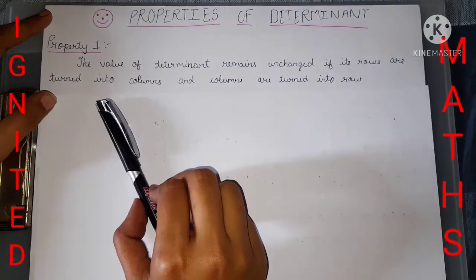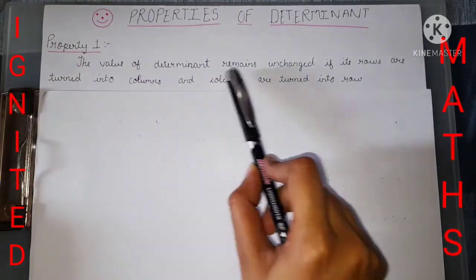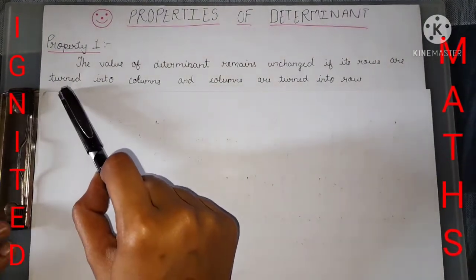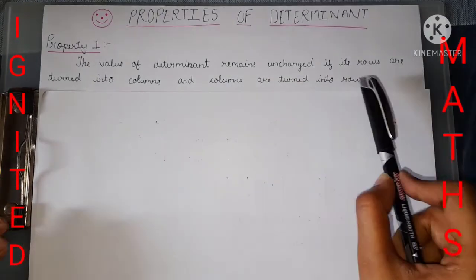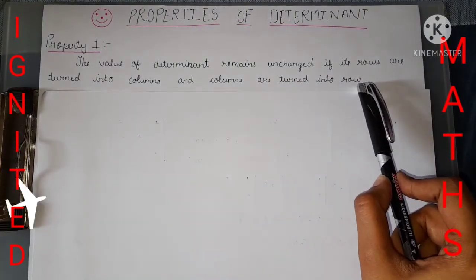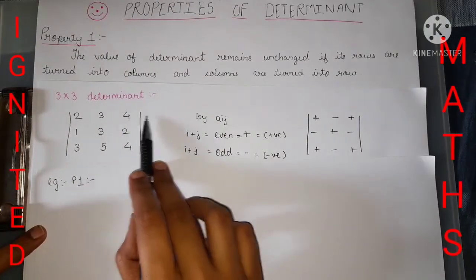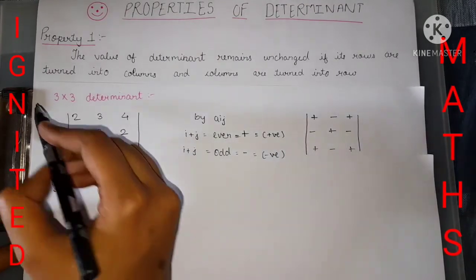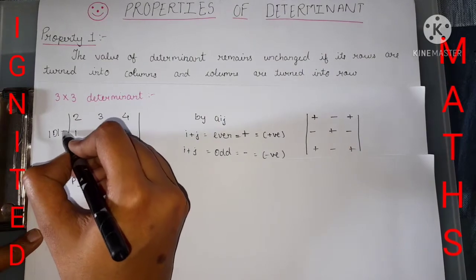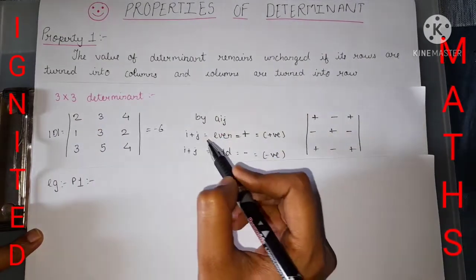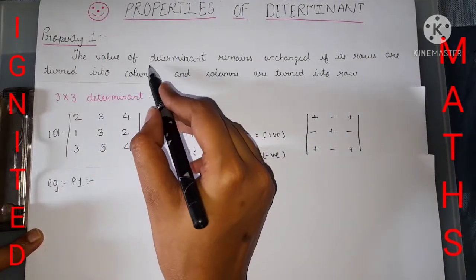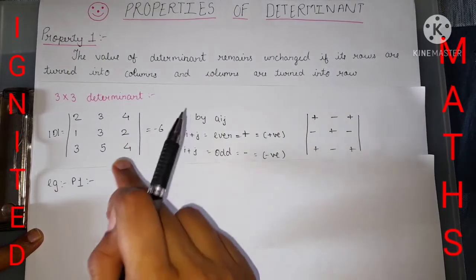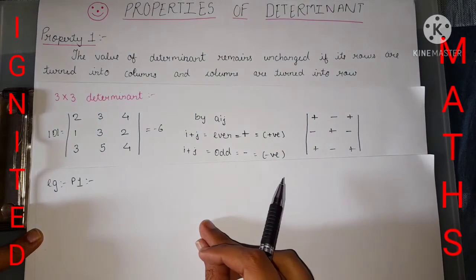The first property says that the value of the determinant remains unchanged if its rows are turned into columns and columns are turned into rows. In the previous example, with the expansion along the row, I got the value as minus 6. The determinant of this is minus 6. Now, using the first property on the same example, I'm going to get the answer very easily.